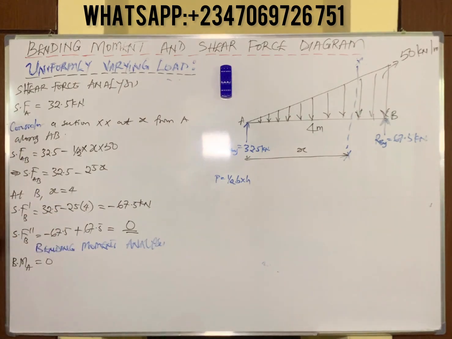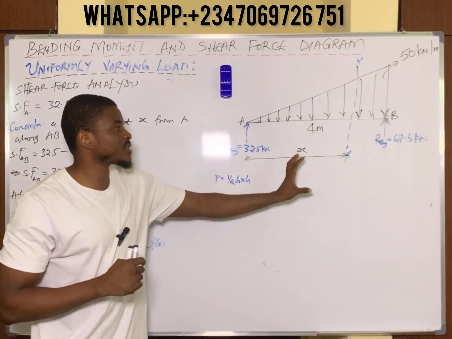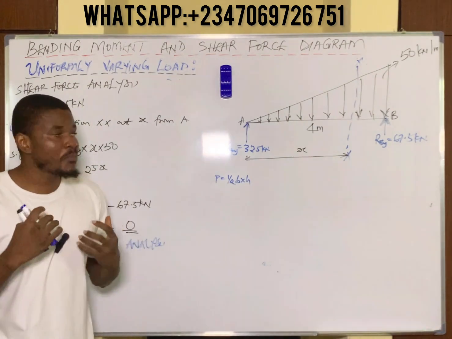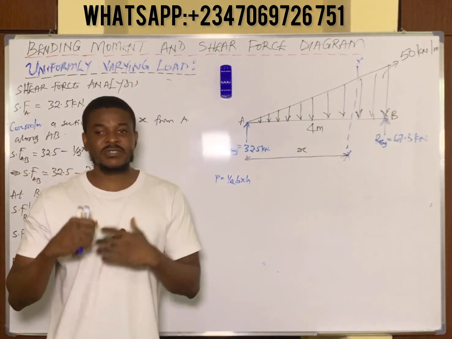Since moving from point A we encounter a certain type of loading, you also make the same note, but I'm not going to state it now since I've already stated it there. Consider a section XX at x from A along AB. So we've considered the section already. The distance to the section is simply x. We want to find the moment about the point of section, and you know that moment is simply force times distance.